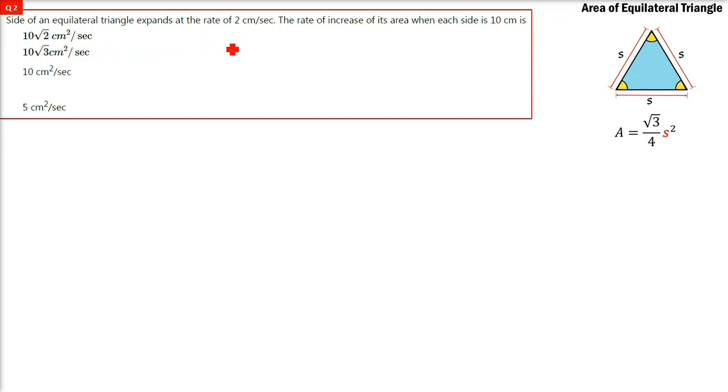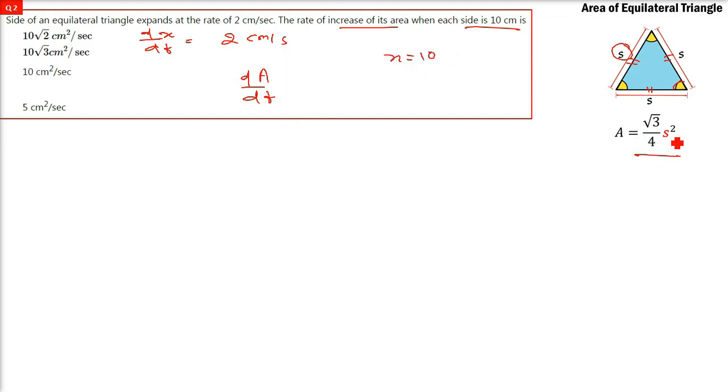Side of an equilateral triangle expands at the rate of 2 centimeter per second. So side, if you assume it to be S or X. In an equilateral triangle, all the sides are equal and all the angles are also equal. Actually, the angles are 60 degree each. So if you assume the side to be X, dx by dt is given as 2 centimeter per second. The rate of increase of its area when each side is 10 centimeter. Area is A, so dA by dt has to be computed when each side is 10 centimeters, so x is equal to 10.